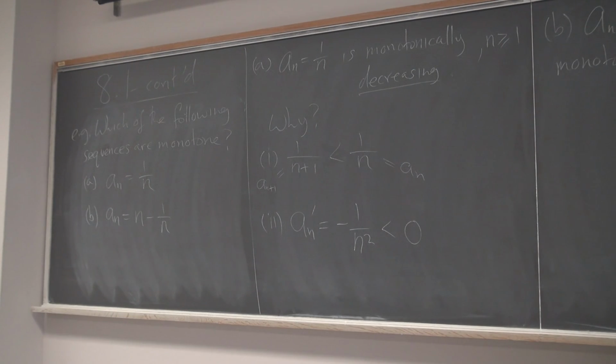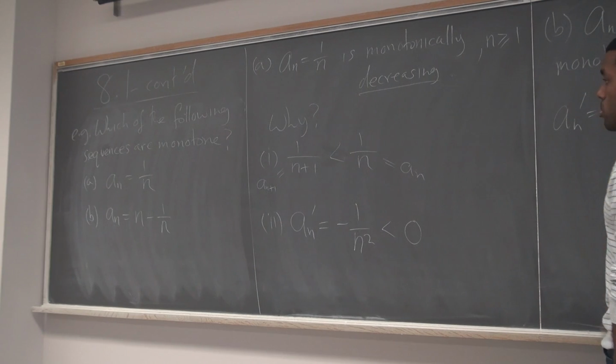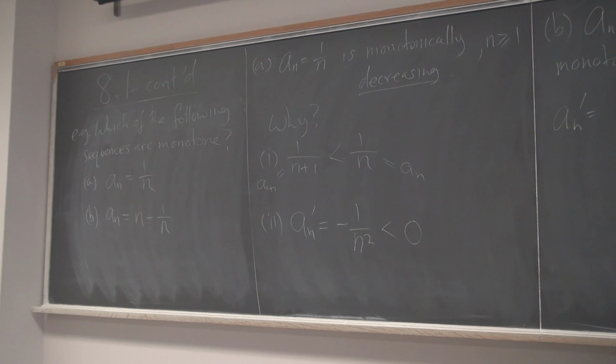How do you know it's monotonically increasing? You can look at A prime, which would be 1 plus 1 over n squared. Right? So as n gets larger, what happens?